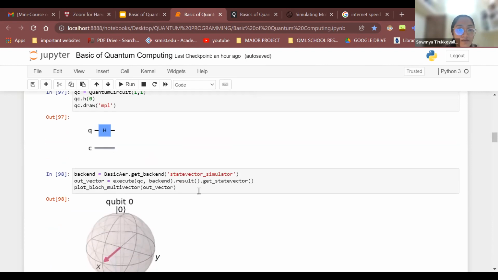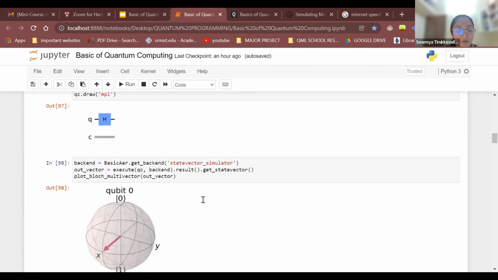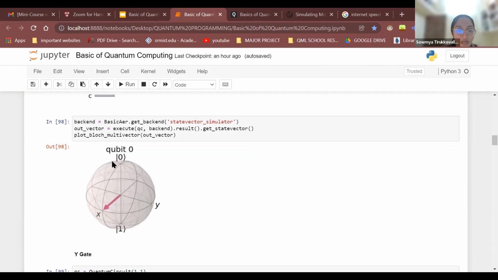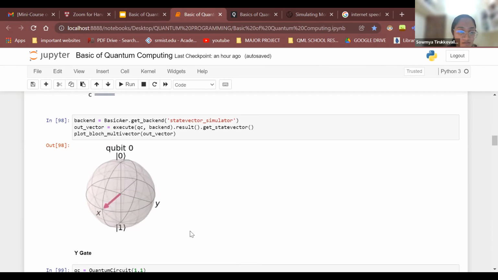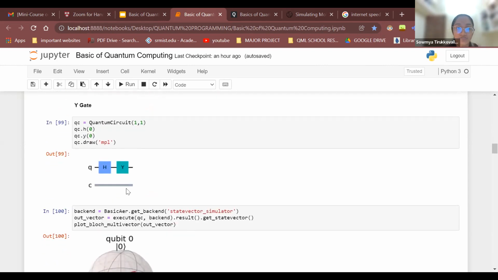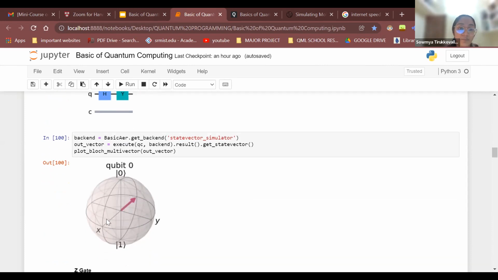And this is a representation of the Hadamard gate. Initially, it was in state 0. So when you apply a Hadamard gate to a state 0 qubit, it flips the state of the qubit to the plus state, which is halfway between state 0 and state 1. And in the case of the Y gate, I've applied a Hadamard gate, so the qubit is already in a superposition, in the plus state. So when you apply a Y gate to a plus state qubit, it flips the state of the qubit to the minus state.